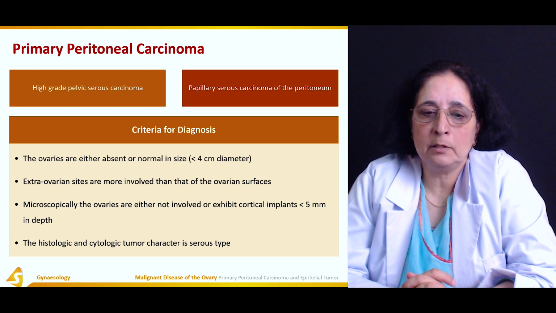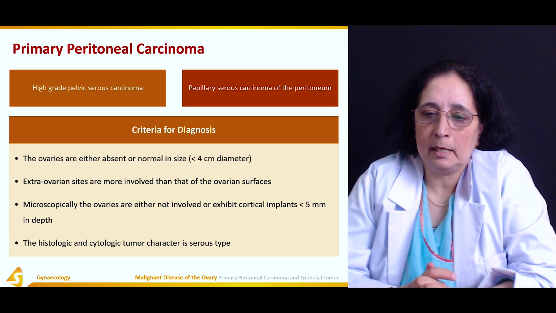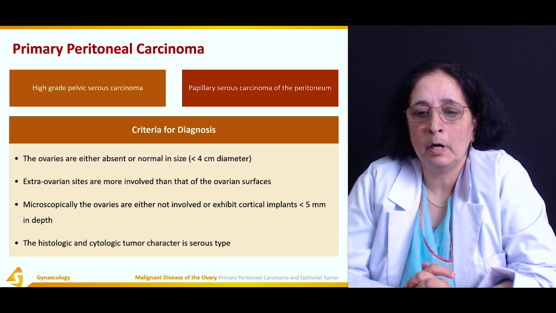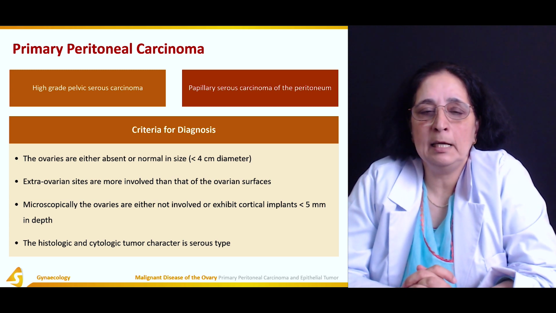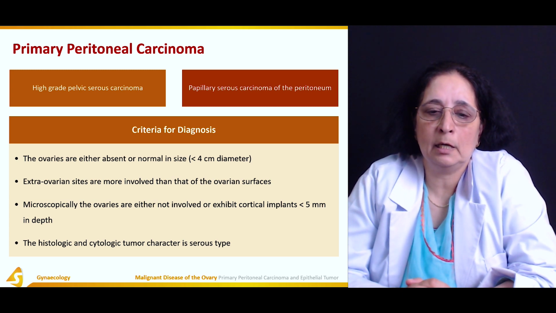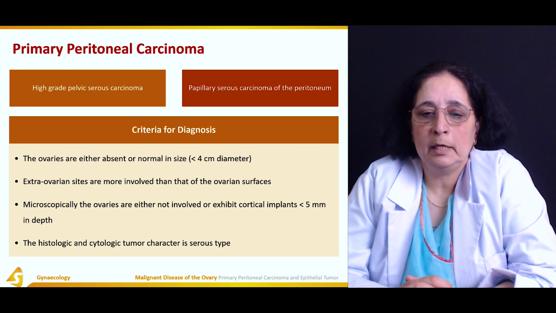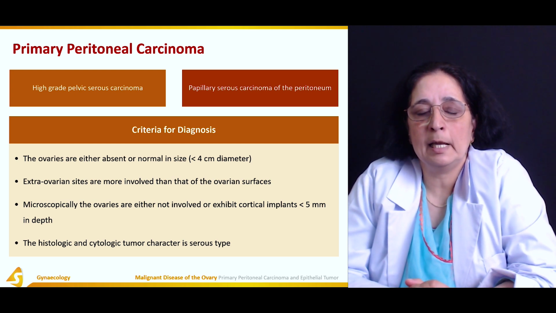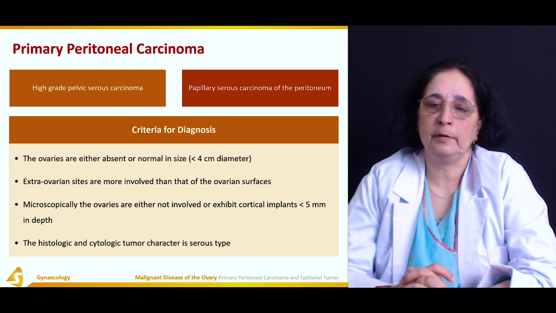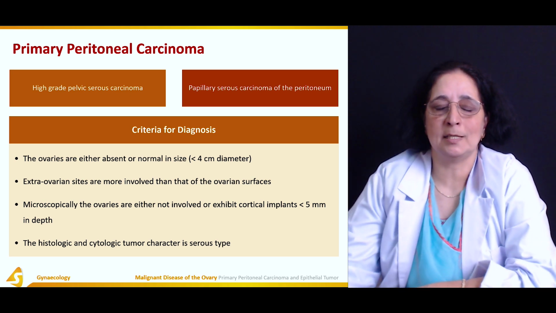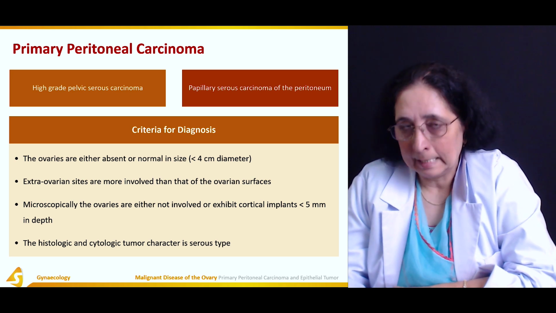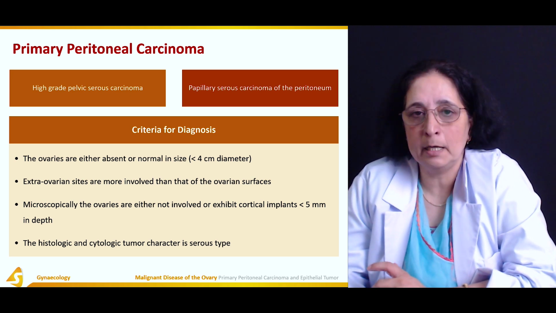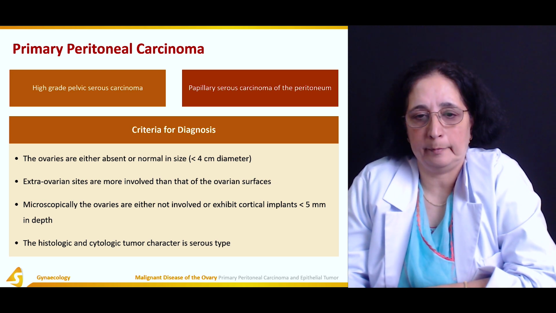So again, size of the ovaries is less than 4 centimeter. And then histology is again mainly, if you examine under the microscope the histological and cytological features of this tumor, usually it's serous type. In this serous type, there is usually presence of clear fluid. So serous type.